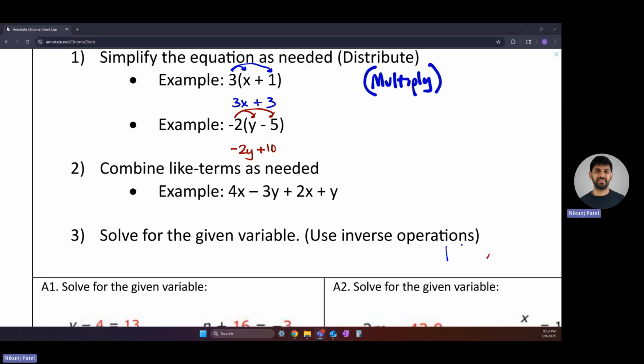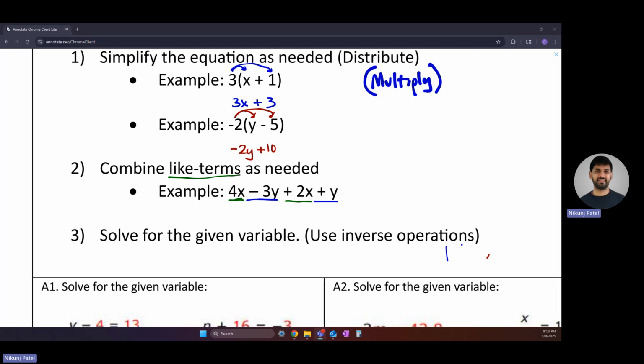The next thing you want to do after you've distributed is what's called combining like terms. So we talked about what a term is. Like terms are any pieces of the equation that use the same variable. So in this case, this part of an expression has a lot of pieces, for example, and you see that there's a 4x and there's a 2x, and you also see terms with y in it.